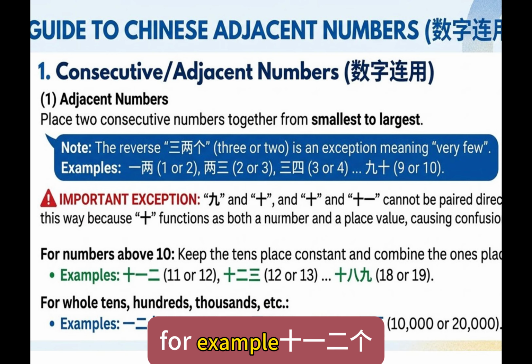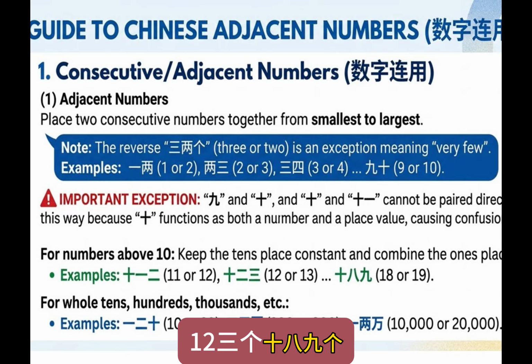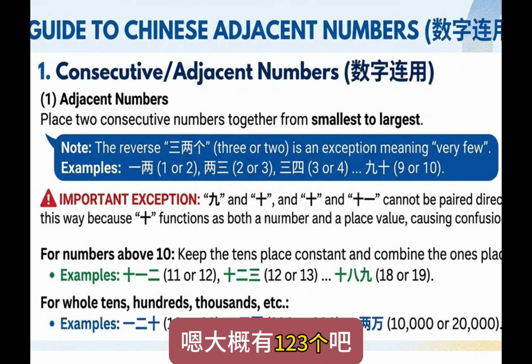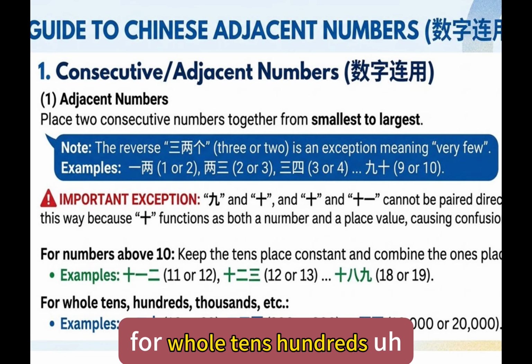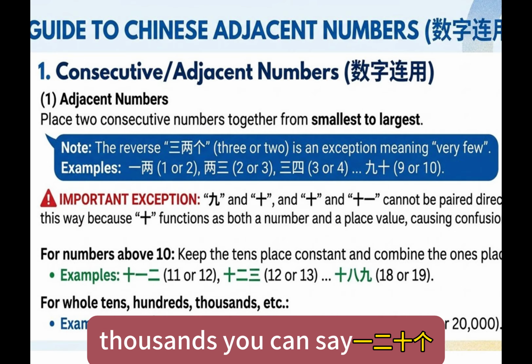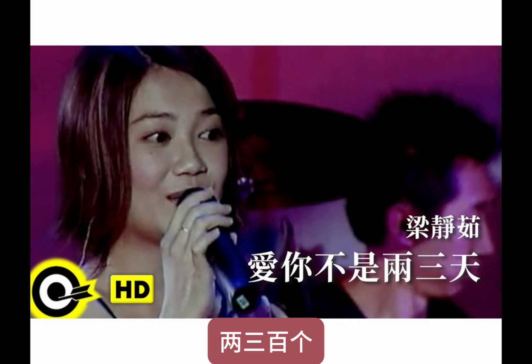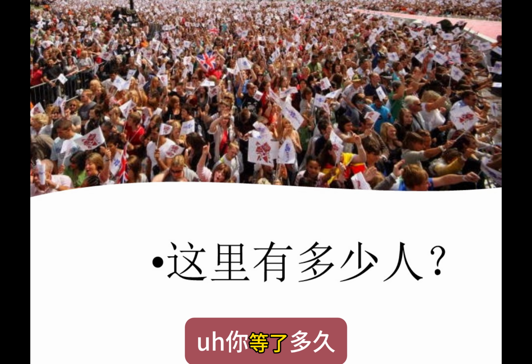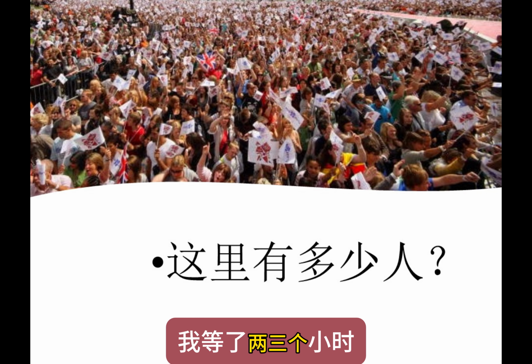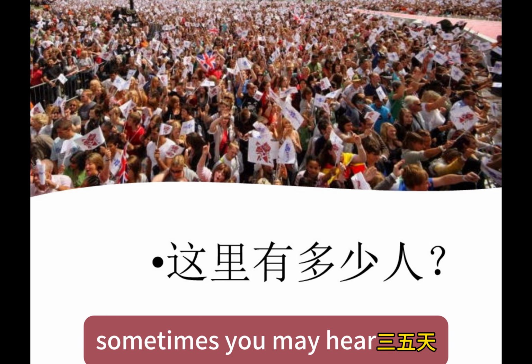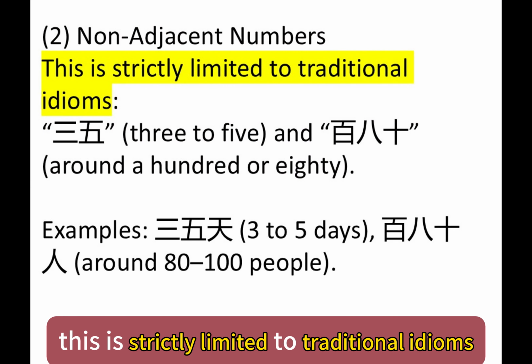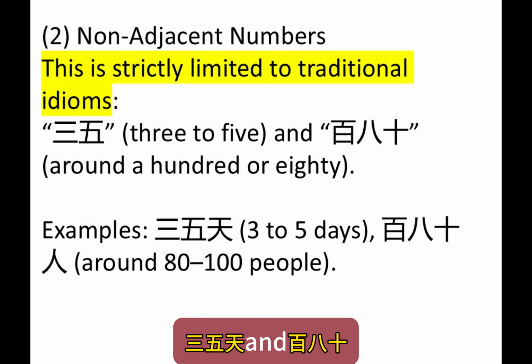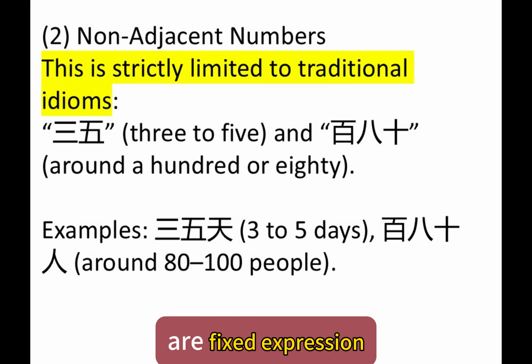For example, 12、3个, 18、9个。教室里有多少个学生？大概有12、3个吧。For whole tens, hundreds, thousands, you can say 1、20个, 2、300个, 1、2万。Like say, 你等了多久？我等了2、3个小时。Sometimes you may hear 3、5天. This is strictly limited to traditional idioms. 3、5天 and 180 are fixed expressions.